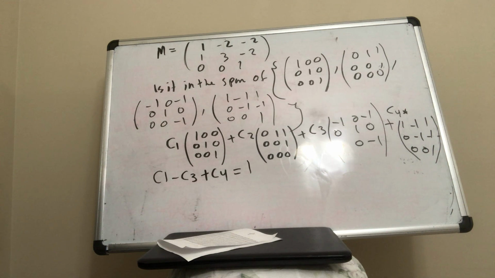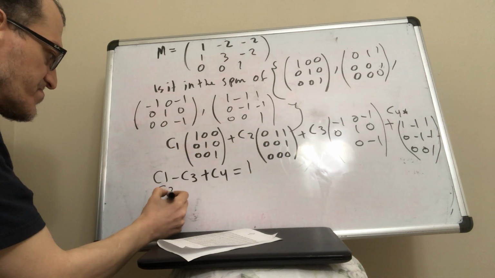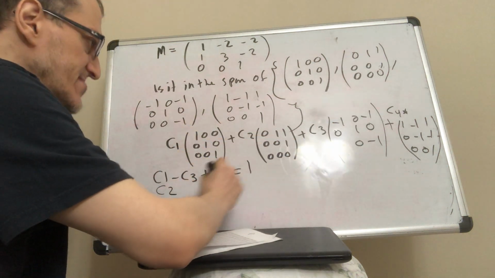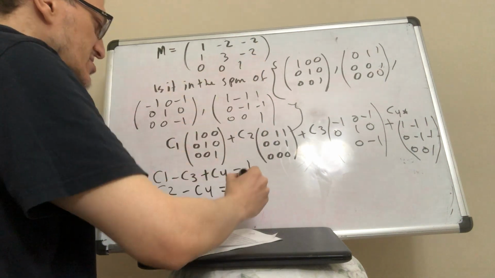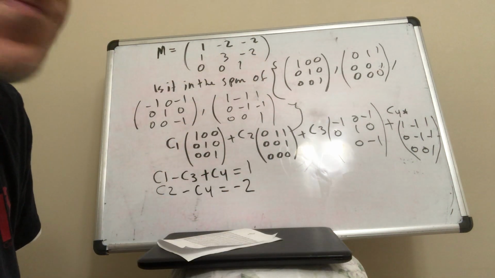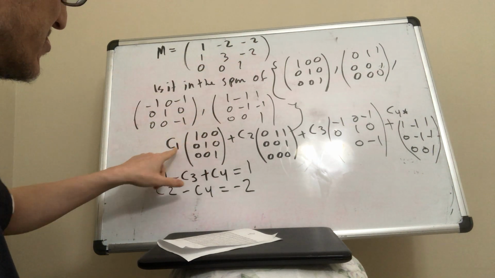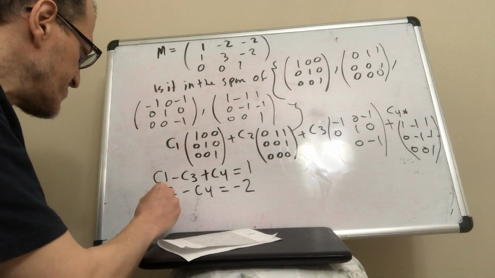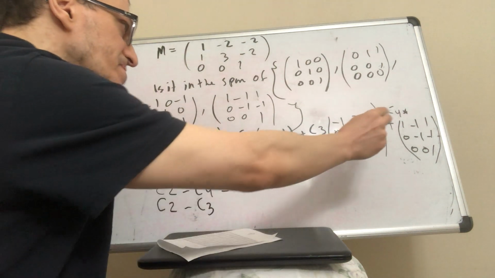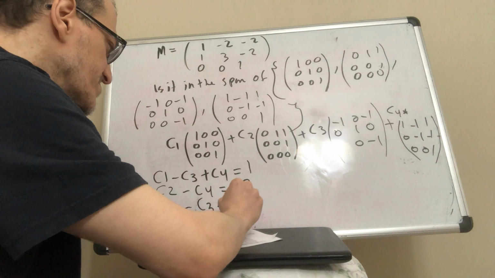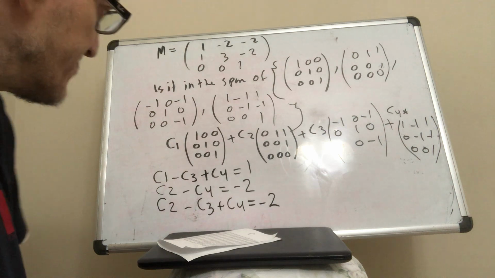Let's see if we can have another one. 0C1, 1C2, 0C3, negative 1C4 must equal position 2, which is minus 2. Let's look at the third position. 0C1, 1C2, negative C3, 1C4 would equal minus 2. We need another equation.